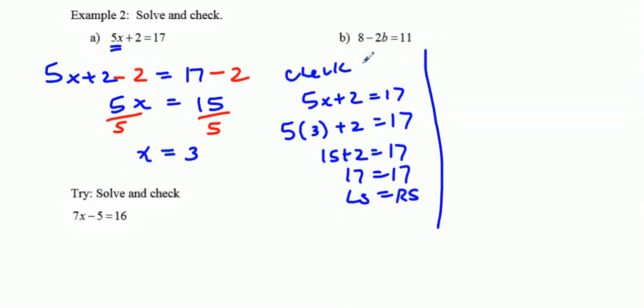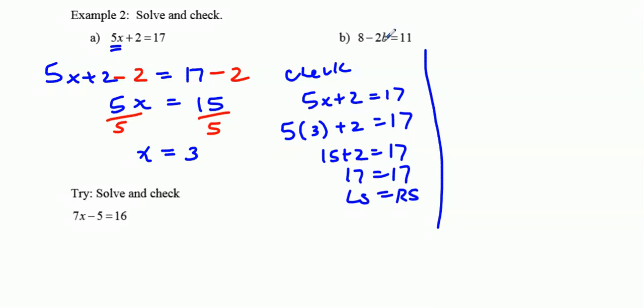Let's try this one over here. 8 minus 2b equals 11. This one's tricky. So remember, I want to isolate the term with the variable. So the term with the variable has a sign here. So this is minus 2b.